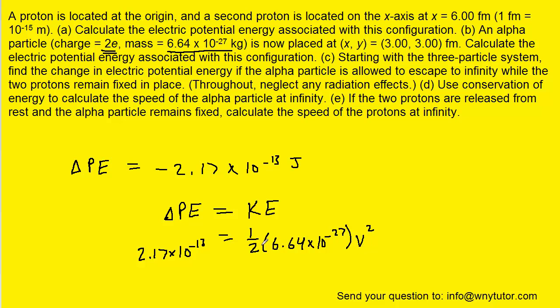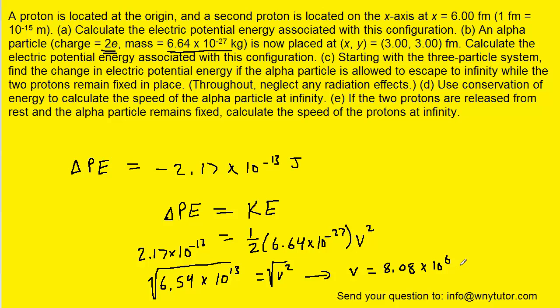So we would multiply the 1/2 by the 6.64 times 10 to the minus 27th, and then divide that result over to the left side. And then we would take the square root of both sides to solve for the speed v. And we would see that the speed is approximately 8.08 times 10 to the positive 6 meters per second. So that would be the correct answer to part D.